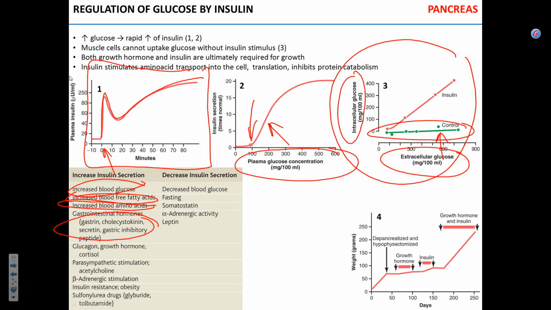Can you see that? No matter how much sugar you give to the rat, muscle cells cannot take glucose because there's no insulin. If you look at the normal rat with insulin, or you supplement insulin to the rat after the removal of the pancreas, muscle cells can now easily take glucose in. Does that make sense?